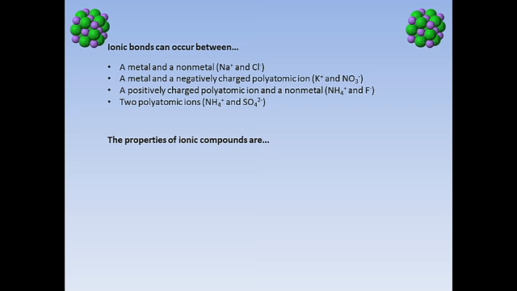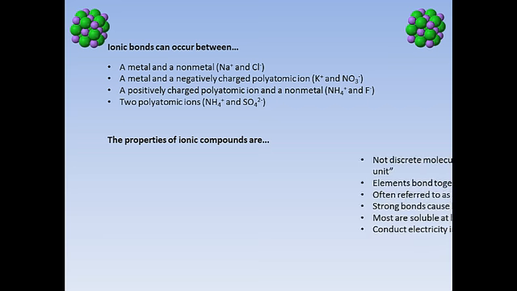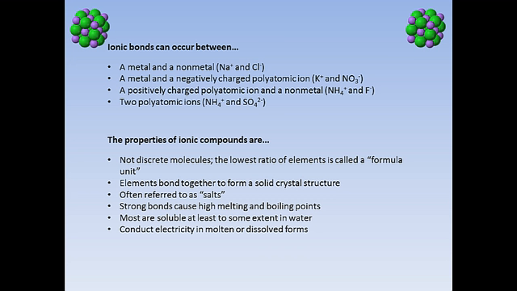The properties of ionic compounds are that they are not discrete molecules. The lowest ratio of elements is called a formula unit. The elements bond together to form a solid crystal structure. Note the pictures in the upper corners of your screen. They are often referred to as salts. The strong bonds cause high melting and boiling points. Most are soluble at least to some extent in water, and they conduct electricity in molten or dissolved forms.